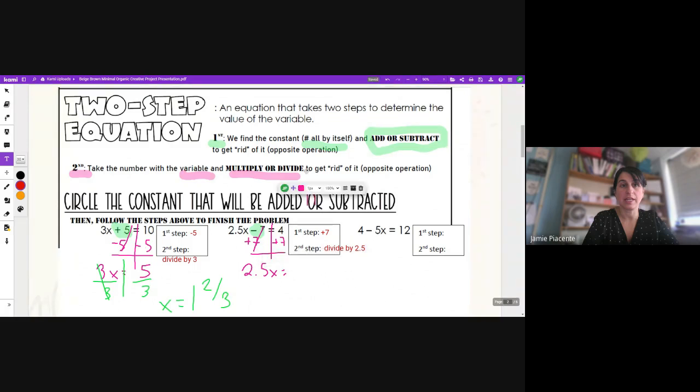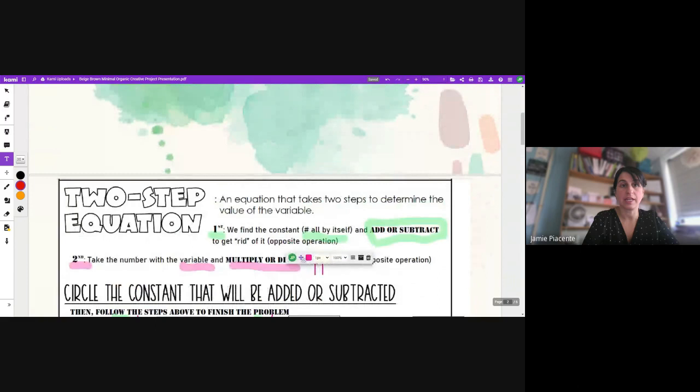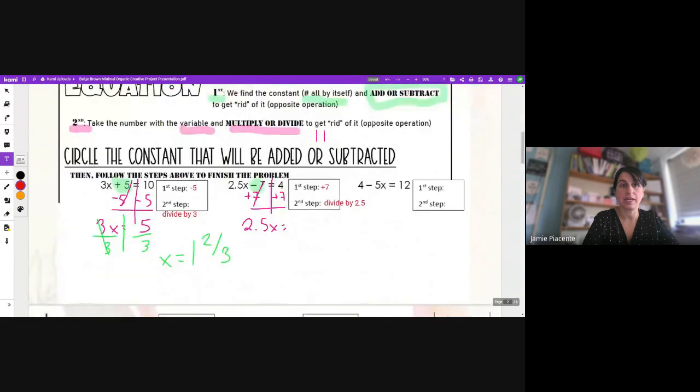I don't know how to get rid of this. Let's just move that up there. Oh, that's my 11. Sorry, guys. Okay, so we're going to do that. Let me just move it again. Okay, so divide both sides by 2.5. Now, we're going to type in our calculator. 11 divided by 2.5, and I get x equals 4.4. That's a nice decimal, so we'll leave that one like that.